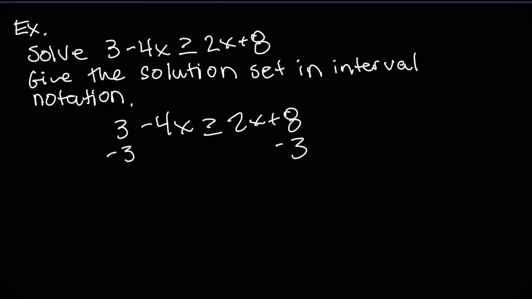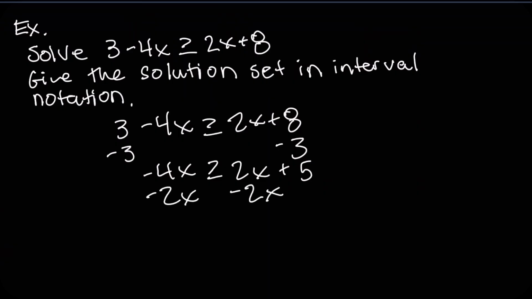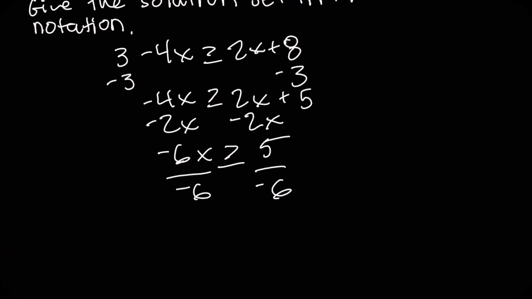That gives us a negative 4x is greater than or equal to 2x plus 5. Then go ahead and subtract 2x, which will leave us with a negative 6x is greater than or equal to a 5. Now divide by negative 6. And since we're dividing by a negative, you want to make sure you flip your sign. So x is going to be less than or equal to negative 5/6.